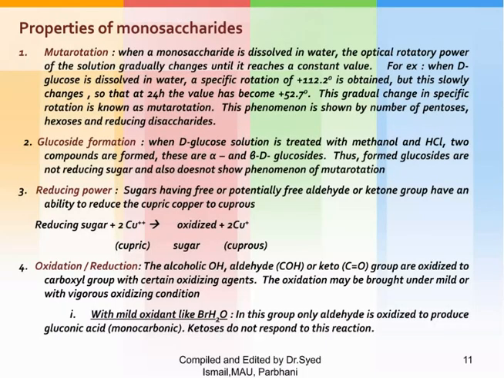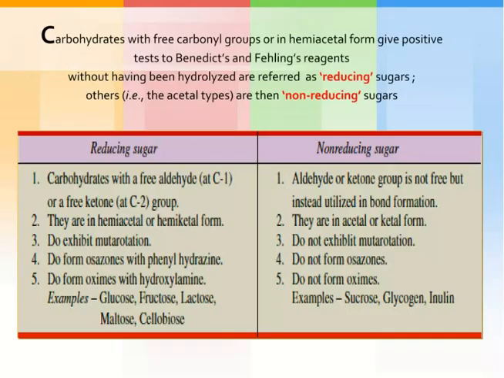Now properties of monosaccharide. Reducing sugar or non-reducing sugar. This is very important. You have to know. Carbohydrates with a free carbonyl group or hemiacetal form that give a positive test to Benedict's and Fehling's reagent without having been hydrolyzed are referred to as reducing sugars, and the others, the acetal types, are non-reducing sugars.